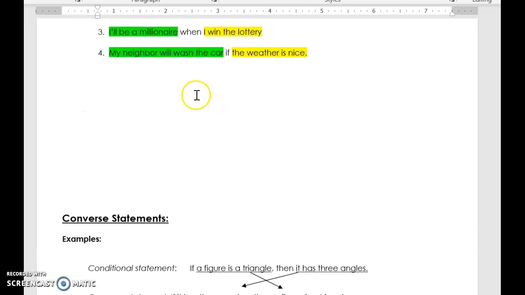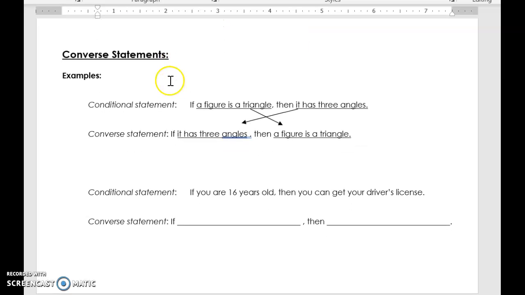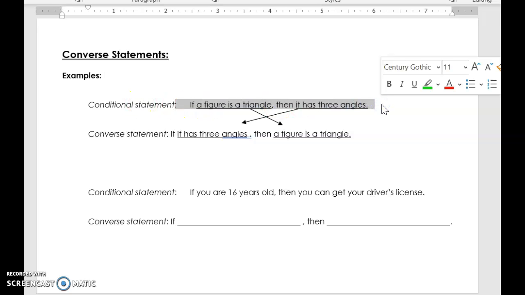Okay, the other kind of statement that we're going to take a look at are called converse statements. So converse statements are basically the reversal of a conditional statement. So you're going to take the hypothesis and conclusion and switch them. So here's my example for you. If my conditional statement was, if a figure is a triangle, then it has 3 angles.